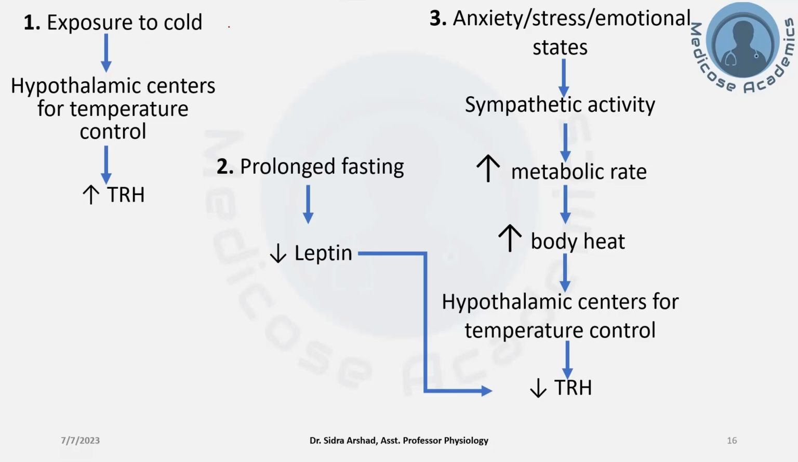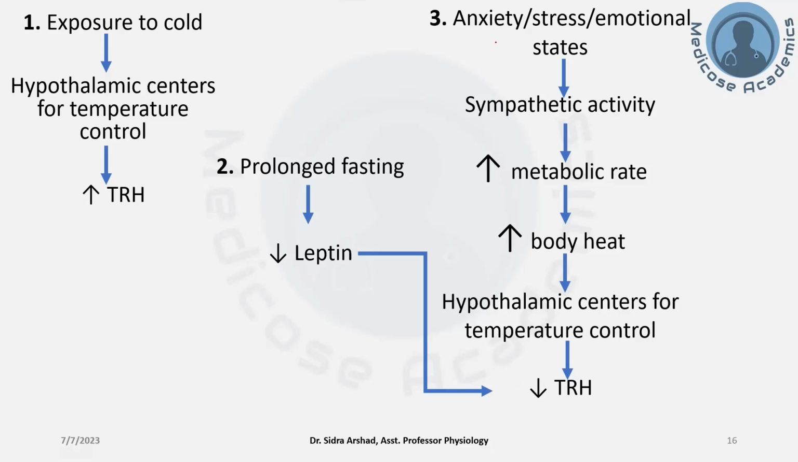drop in body temperature, as well as prolonged fasting. What prolonged fasting does is decrease the leptin level, and these decreased leptin levels affect the hypothalamic centers, which then respond by decreasing the release of TRH. This conserves the body stores of energy so that not much energy is spent in the scenario of prolonged fasting or starvation.